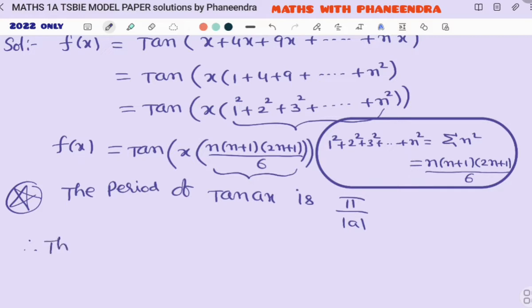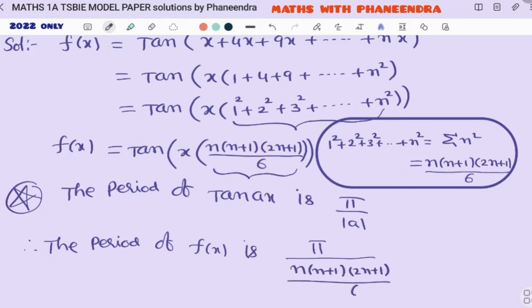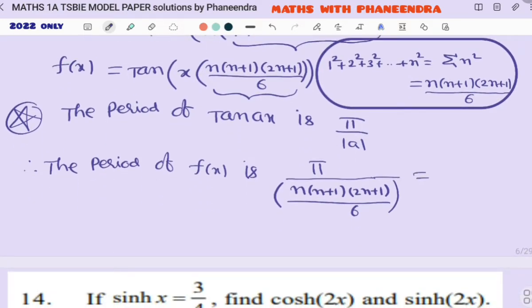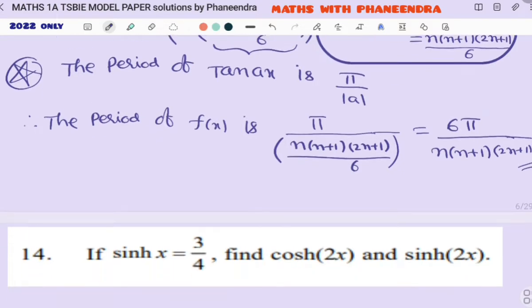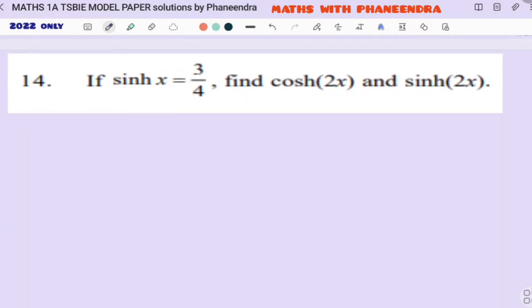Therefore, the period of f of x is pi by A. A value is what? n into n plus 1 into 2n plus 1 by 6. So the denominator of the denominator becomes the numerator. So 6 pi by n into n plus 1 into 2n plus 1. This is the required period of the given function. Let us move to question number 14.